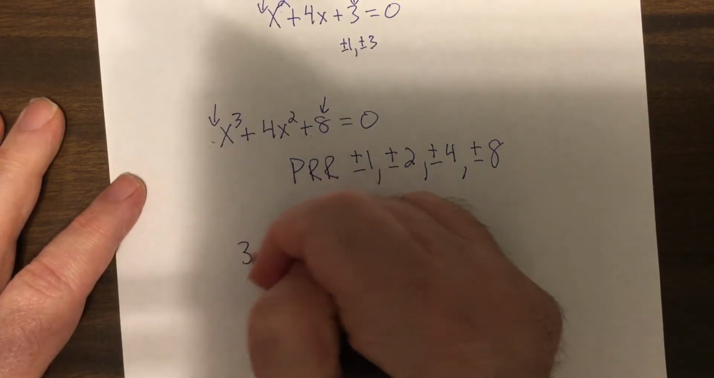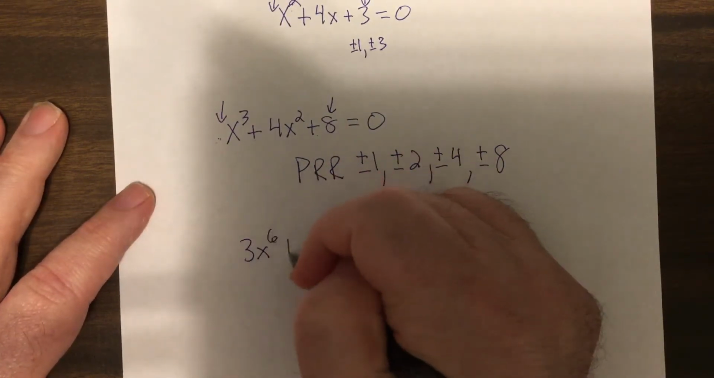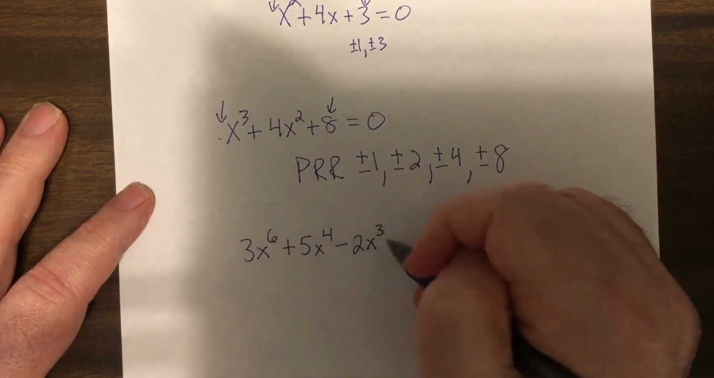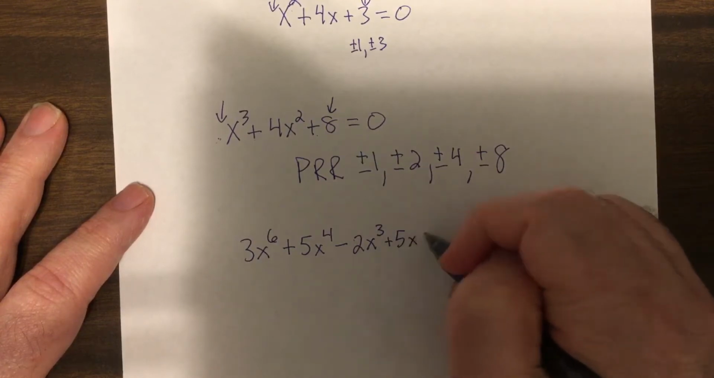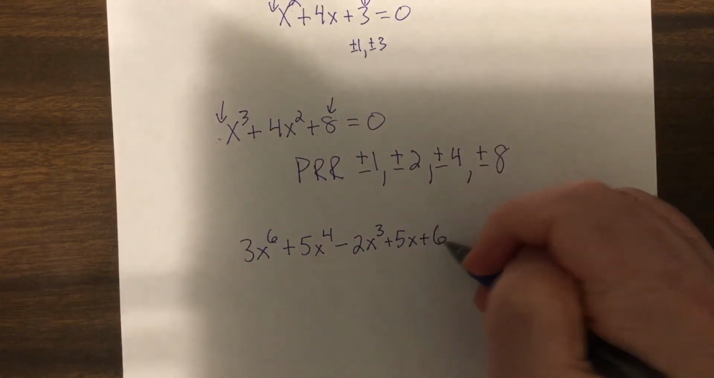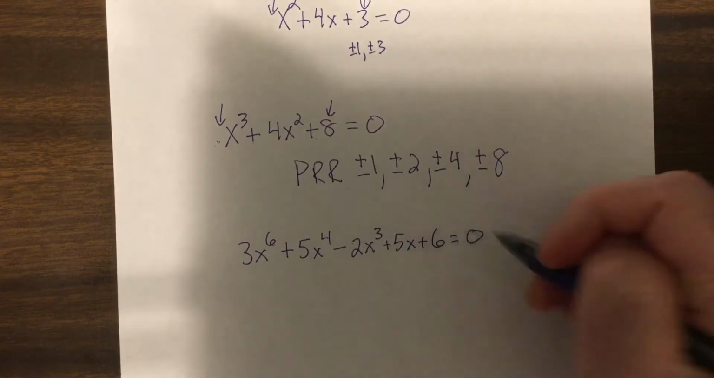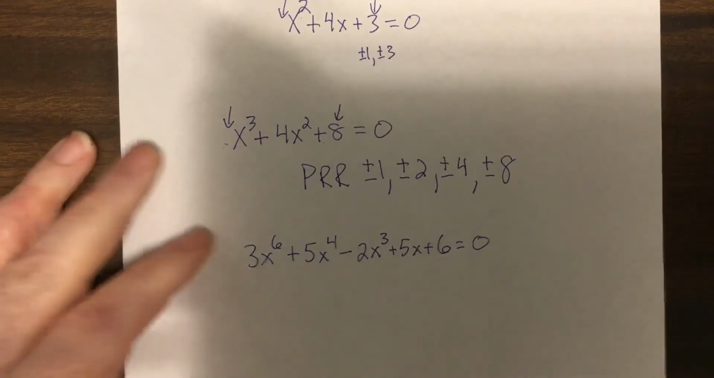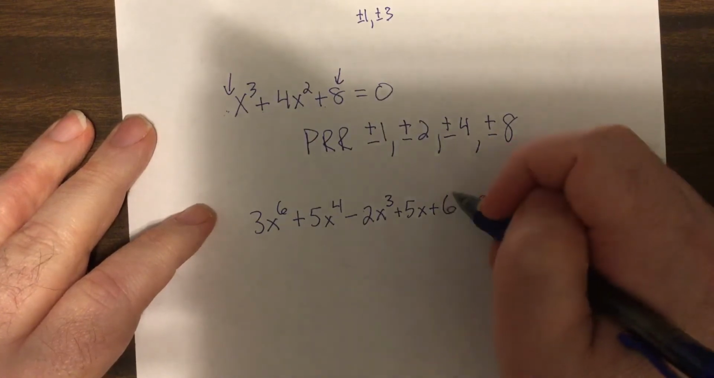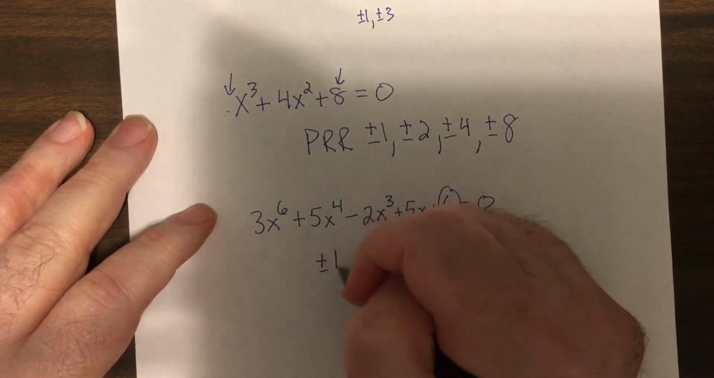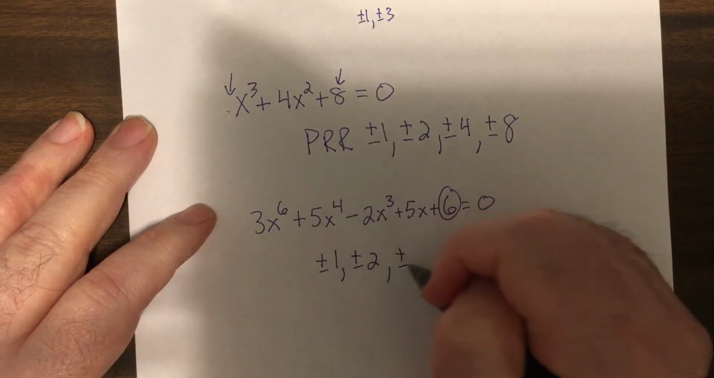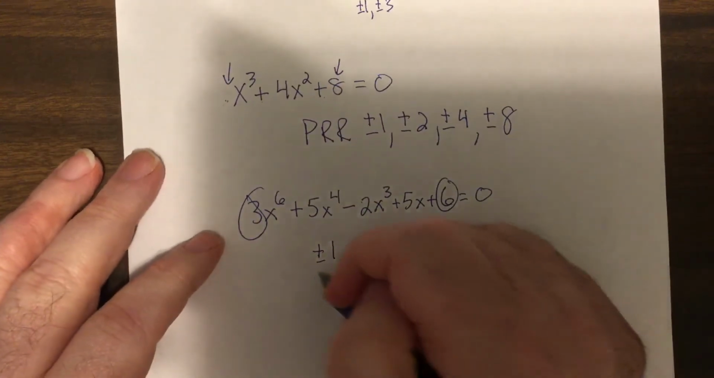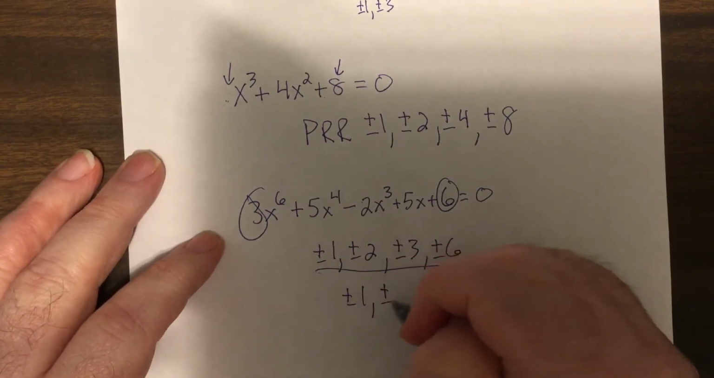So this one, 3x to the 6th plus 5x to the 4th minus 2x cubed plus 5x plus 6. So to find the possible rational roots, so you can actually start solving these problems, would be the factors of the constant, so plus or minus 1, plus or minus 2, plus or minus 3, plus or minus 6, divided by the factors of the highest power term's coefficient, plus or minus 1, plus or minus 2, plus or minus 3.